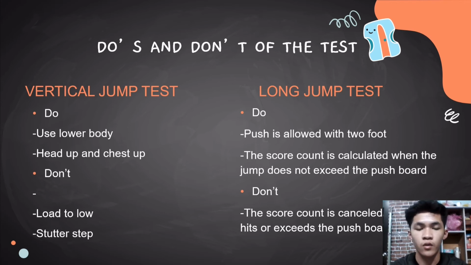So next we go to the don'ts. The score is cancelled, as we said earlier, when the subject hits or exceeds the push bar. There is no mark for the subject, so the subject is given other attempts to do his or her jump test.